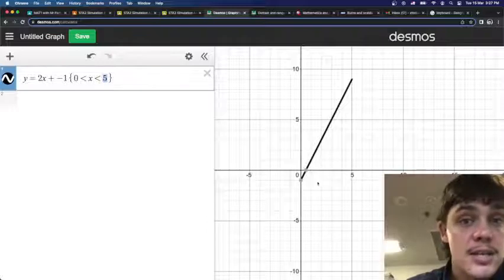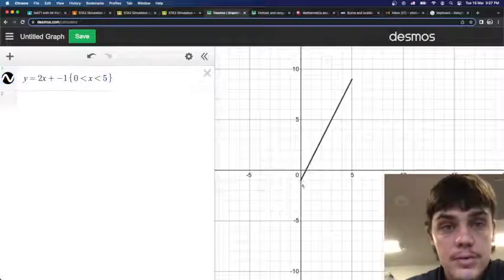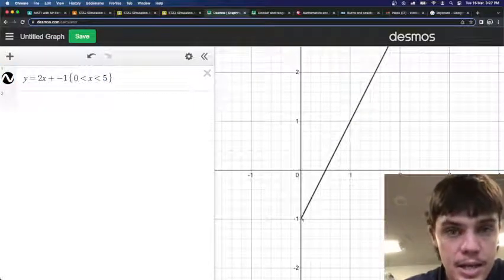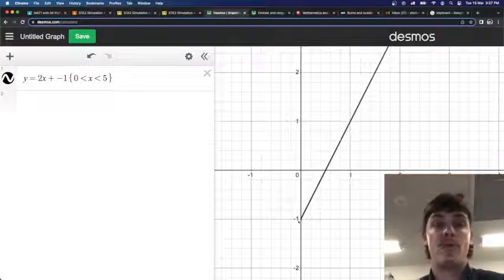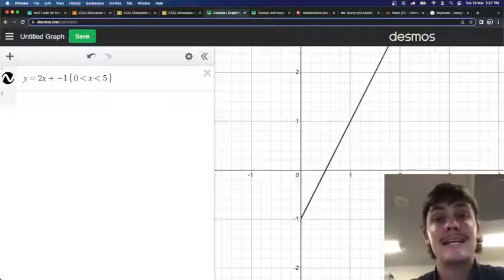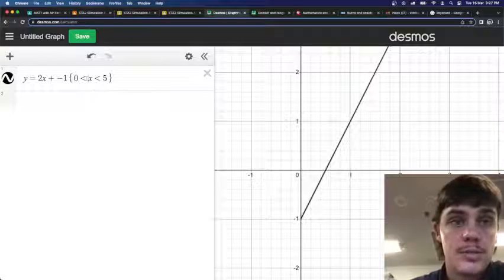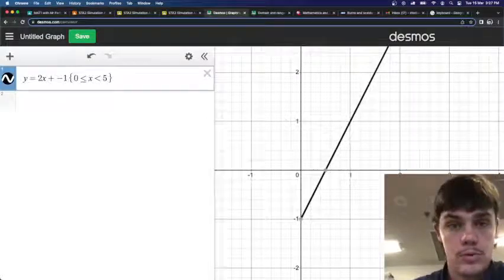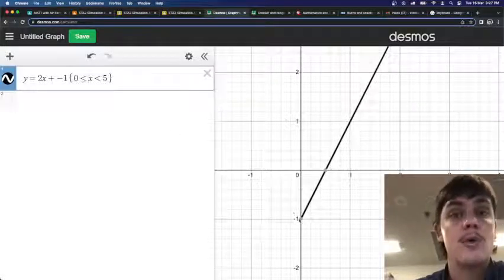In fact, you'll notice that the graph doesn't actually appear on 0. It doesn't show it very well. But if I wanted 0 to be included, I would need to write less than or equal to. That means 0 is now included.